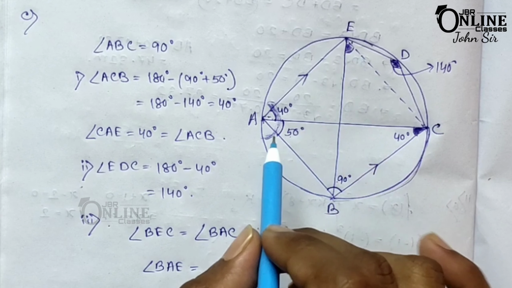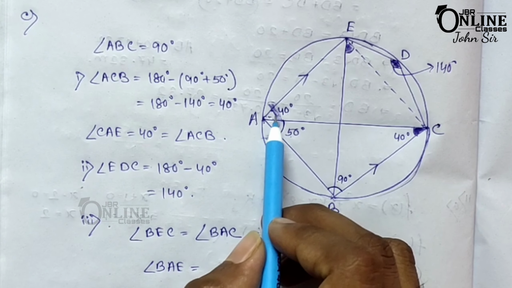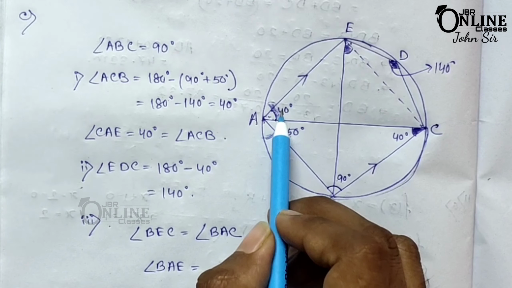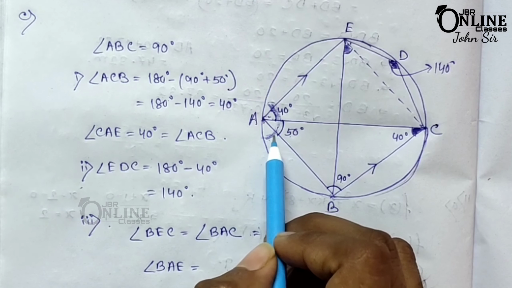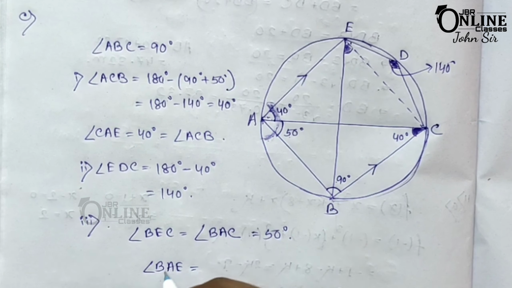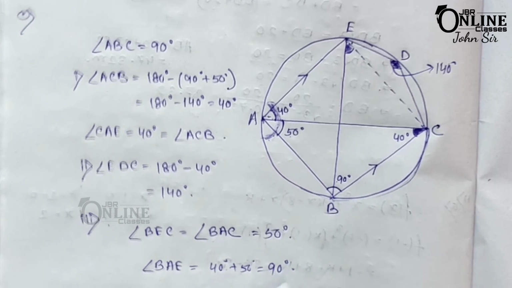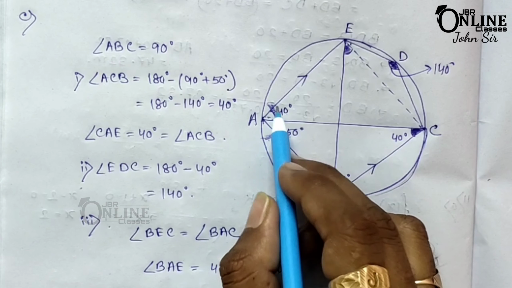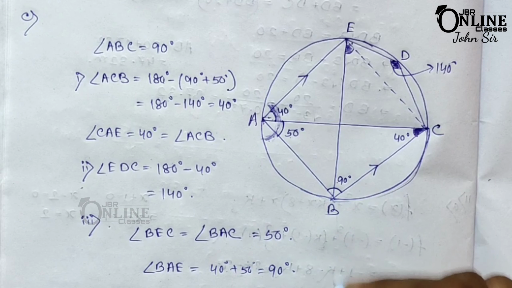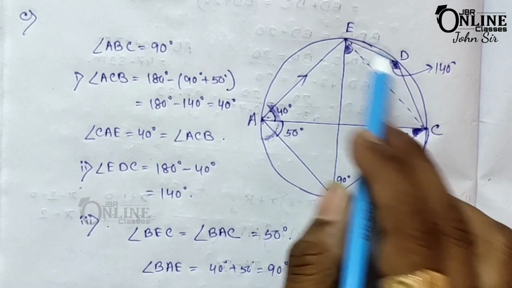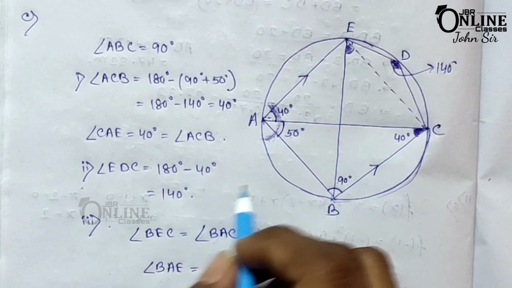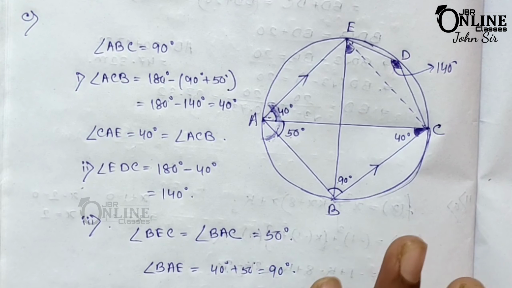And clearly here, this one and this one, 50 plus 40, equals 90 degrees. So here BAE equals 40 plus 50, that equals 90 degrees. So as this angle equals 90 degrees, that means definitely BE is the diameter of the circle. So it's proved.